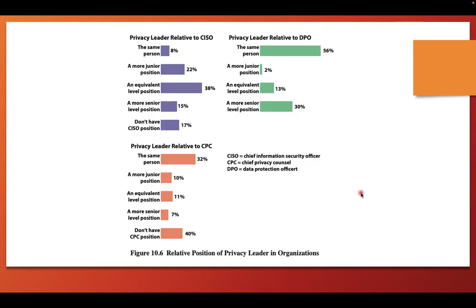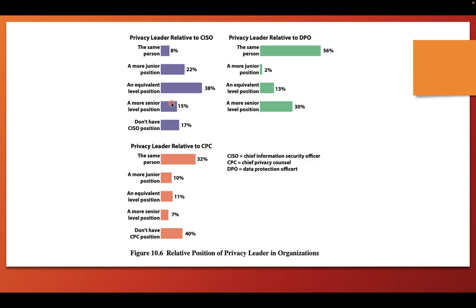Okay, let's move on quickly. So here we have the relative positions of privacy leader in an organization. A privacy leader can be hired in some organizations relative to the CISO, that's Chief Information Security Officer. In some organizations, privacy leader is equivalent to Chief Information Security Officer. In some organizations, privacy leader is related to the data protection officer. In some organizations, privacy leader is related to the Chief Privacy Counsel.